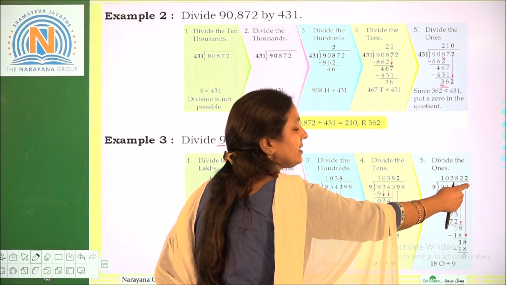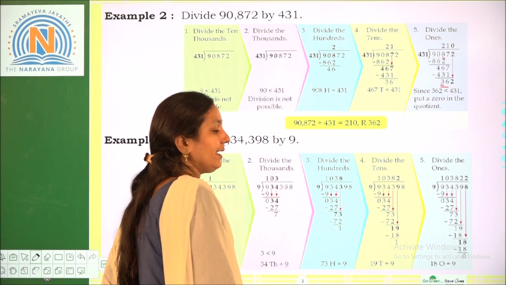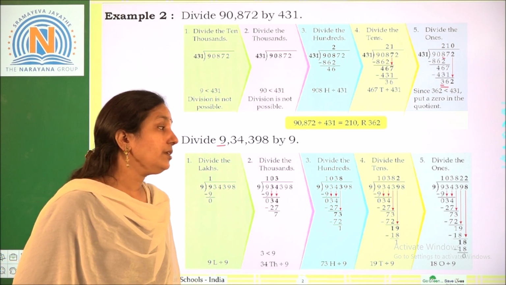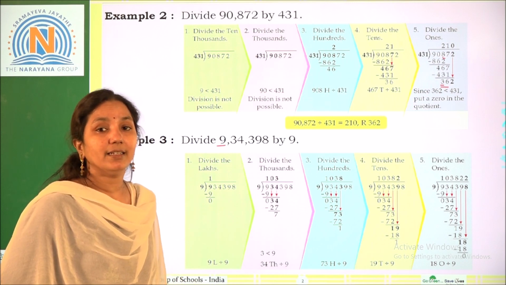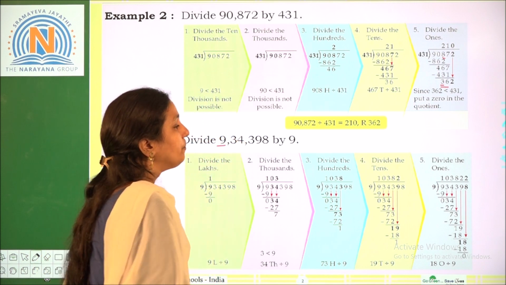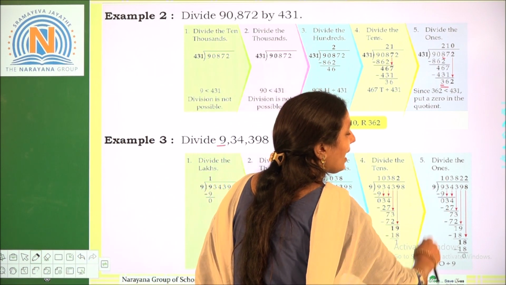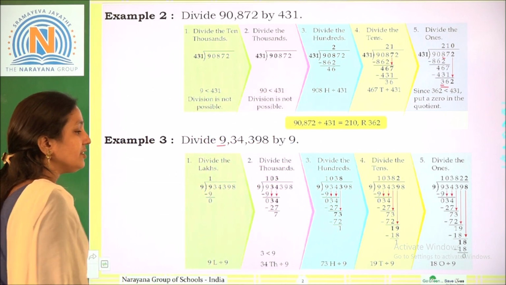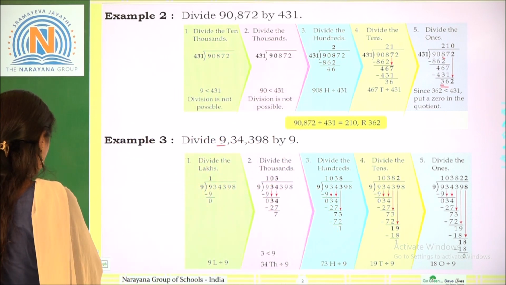Next, take the next digit. 8 is in the ones place, 18. So exactly it will be divided. 2 9s are 18. 18 minus 18 equal to 0. So what is the quotient here? 1,03,822 and the remainder is 0.